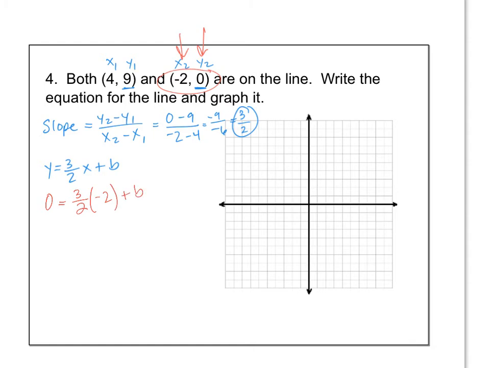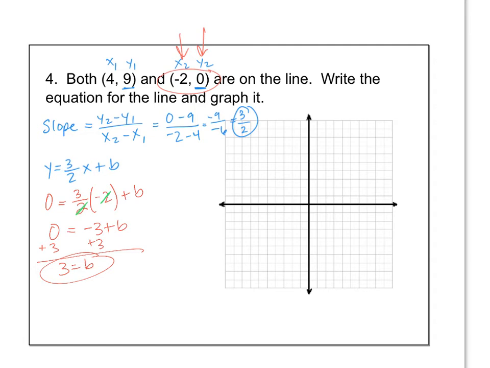Okay, so the 2 and the negative 2 can kind of cancel out. The negative part has to stay there. But we'll have 0 equals negative 3 plus b. Follow that. The negative has to stay there. Add 3 to the other side, and you get 3 equals b. Now we have our slope, and we have our y-intercept.